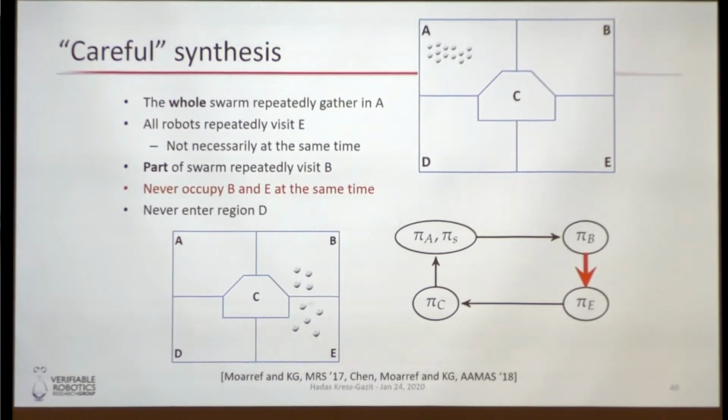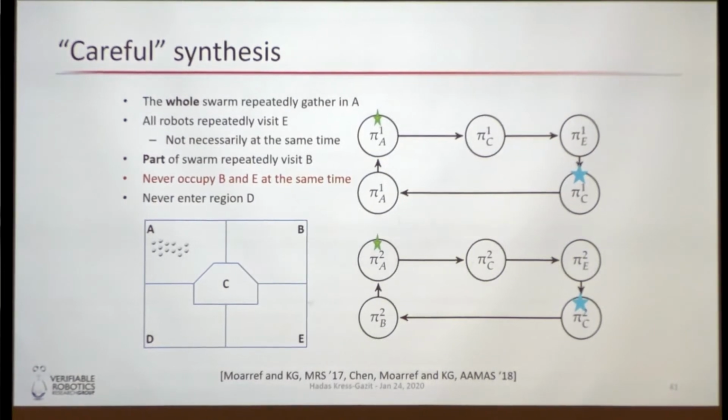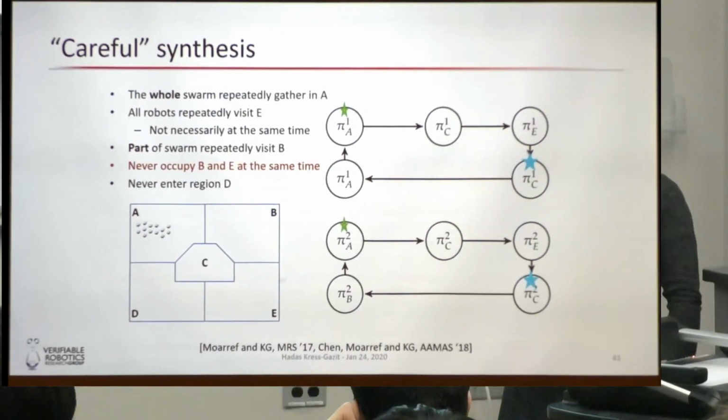So in this case, the discrete is fine, the symbolic is fine. I cannot do this physically. Okay, so what would we do? We would create a different symbolic plan. And this is already distributed into two groups. Some of them will go from A to C to E to C to A. And some of them will go from A to C to E to C to B to A, because only some of them need to go to B.